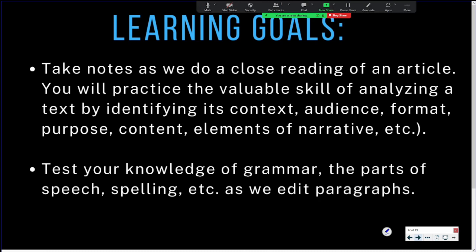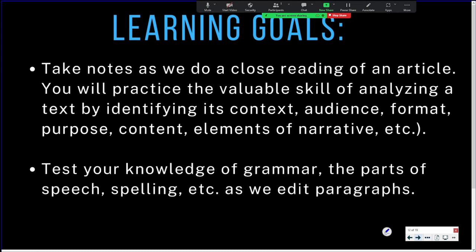Your learning goals are to take notes as we do a close reading of an article, and I want you to practice your reading skills. So sizing up a text, understanding its context, its format, its purpose, its organization. What is it? How was it written? Who was it written for?